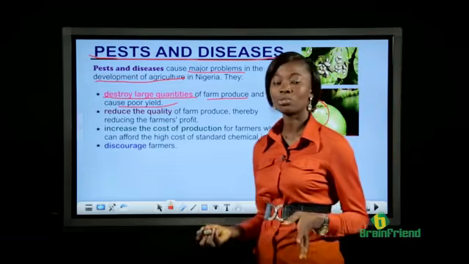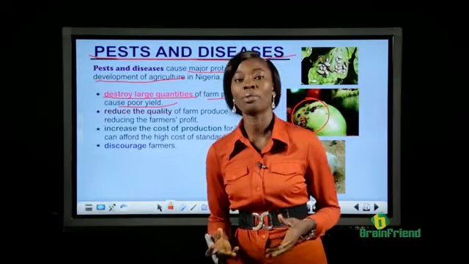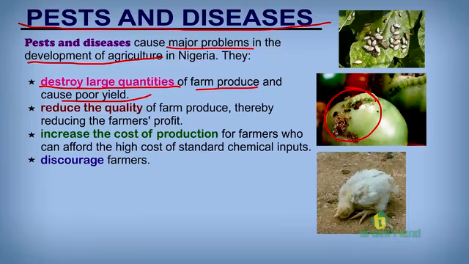In cases where farmers are able to secure some of their products from the effects of pests and diseases, most of these products come out with very poor quality. Pests and diseases also increase the cost of production for farmers who can afford the cost of standard chemical inputs such as pesticides and herbicides, which are supposed to be used to destroy these pests. Pests and diseases end up discouraging farmers. Their activities discourage existing farmers and intending farmers.